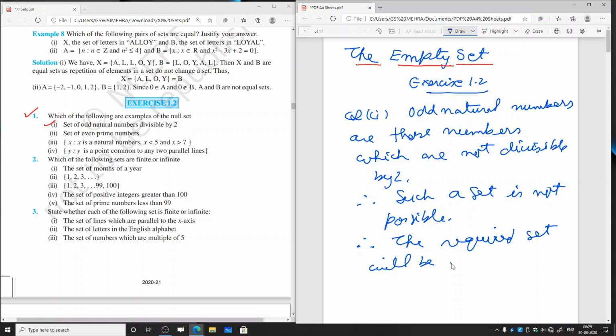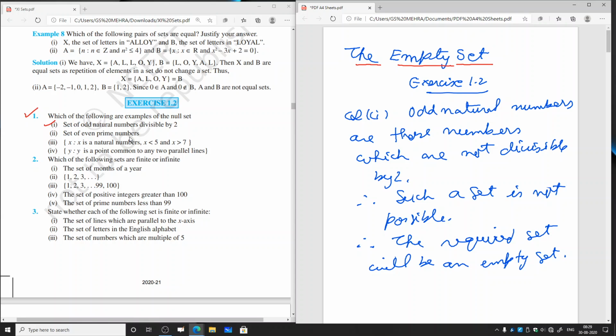Will be an empty set. So the first one, question number one, first part is an empty set. Now second part, set of even prime numbers. Now even prime numbers, how many even prime numbers are there? There is only one even prime number, that is 2.